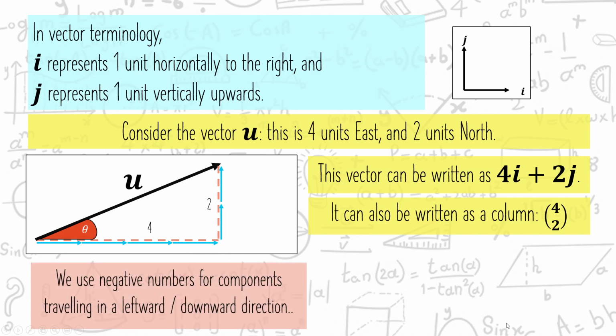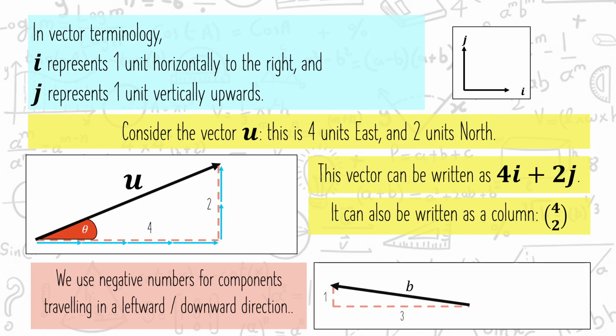If a vector is traveling leftwards or downwards, we can use negative numbers for the components. So for example, this one here, traveling to the left, means we're going to use -3 for the i, and since it's going upwards, we're going to use +1 for the j.